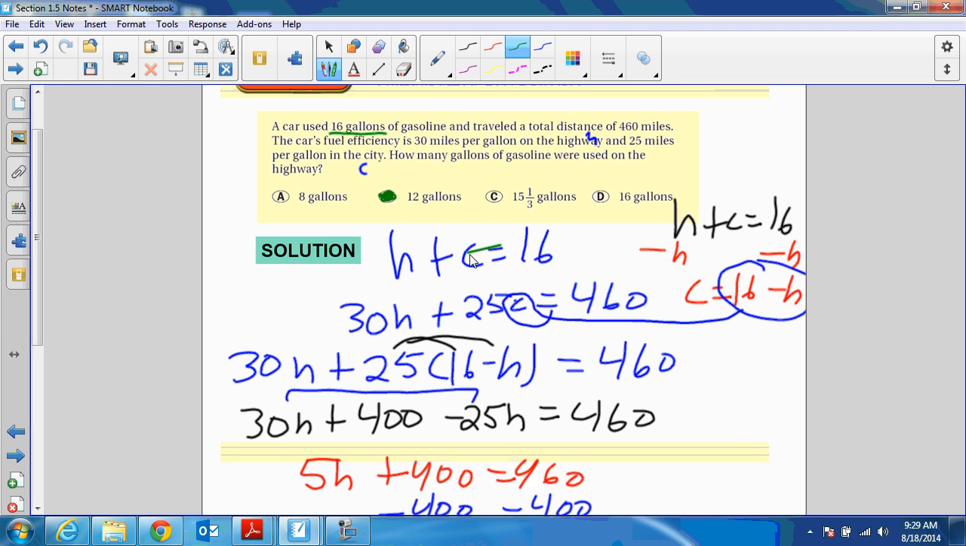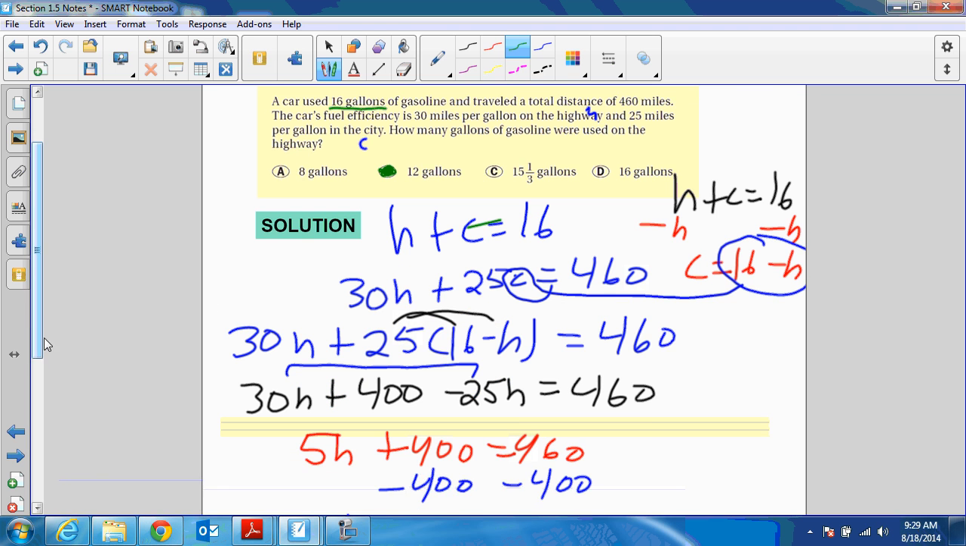But that's the type of problem where you have to be able to set up a system. Any other way to do this would get confusing, and so I just think it's the easiest way to set up a system and solve it.